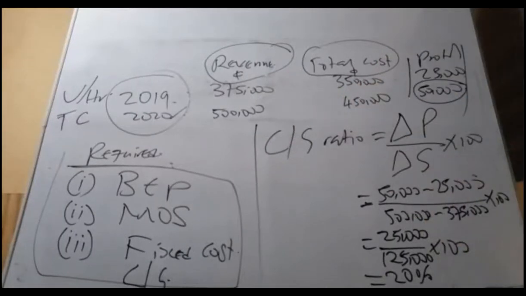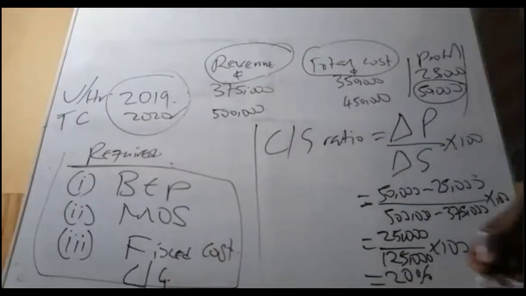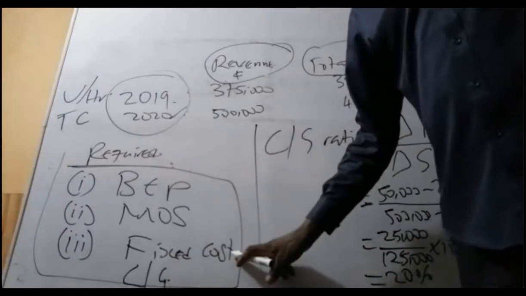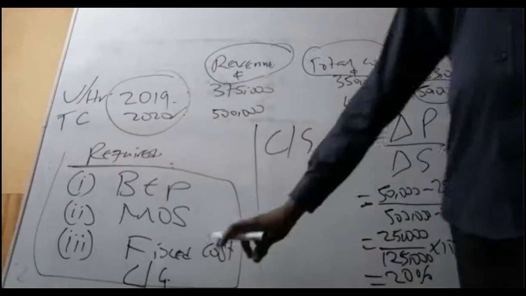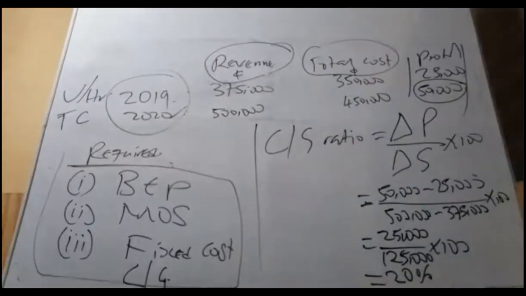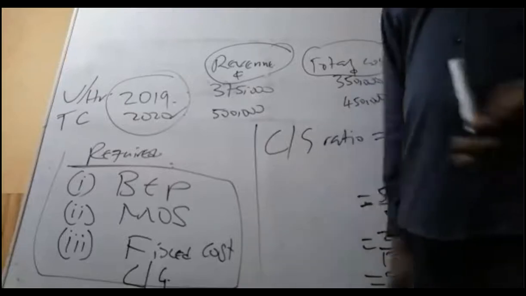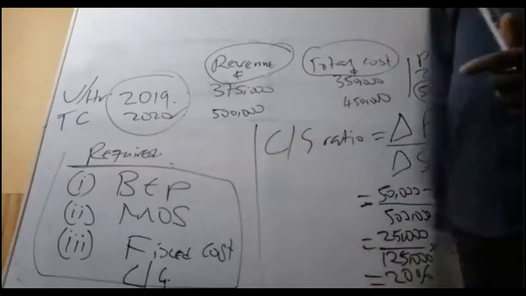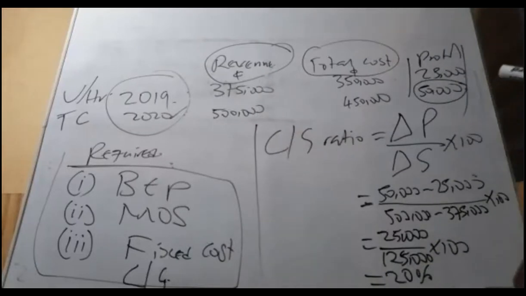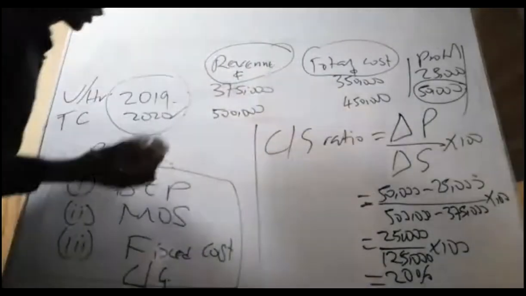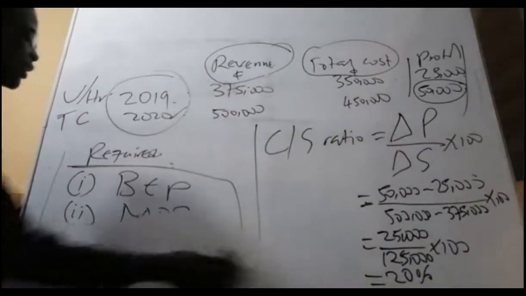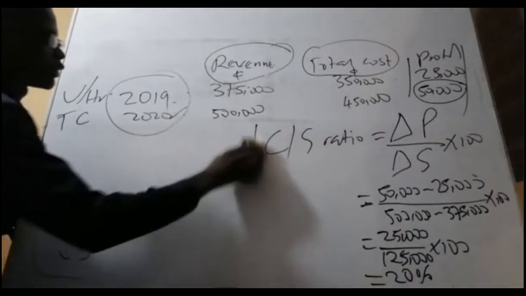Then the second one, after the CS ratio, the second item that you can find is the cost of sales. Sorry, it's the fixed cost, not the cost of sales. The second item is the fixed cost. Let's go look for the fixed cost before we can find the break-even point and the margin of safety. So let me quickly calculate the fixed cost here. How do you find fixed cost? We learned something today and we are going to apply it.